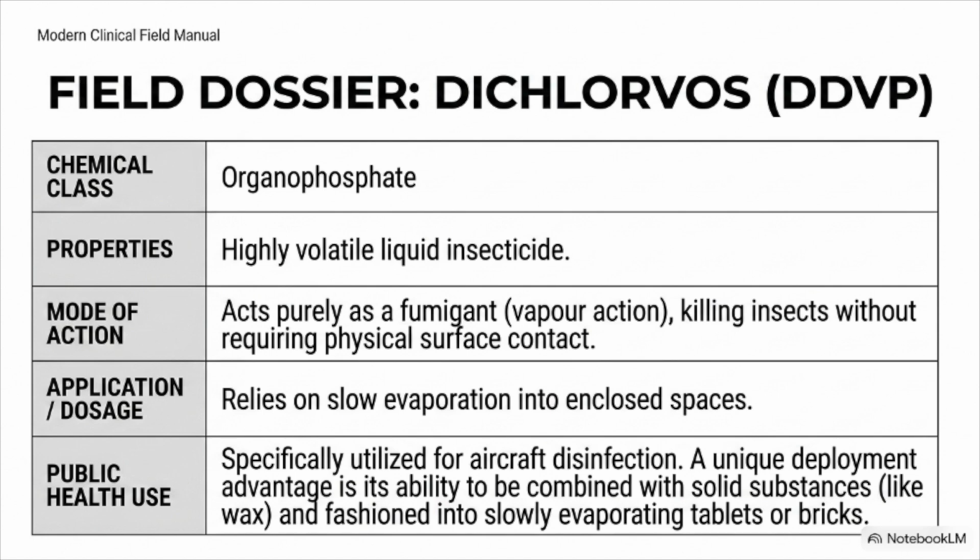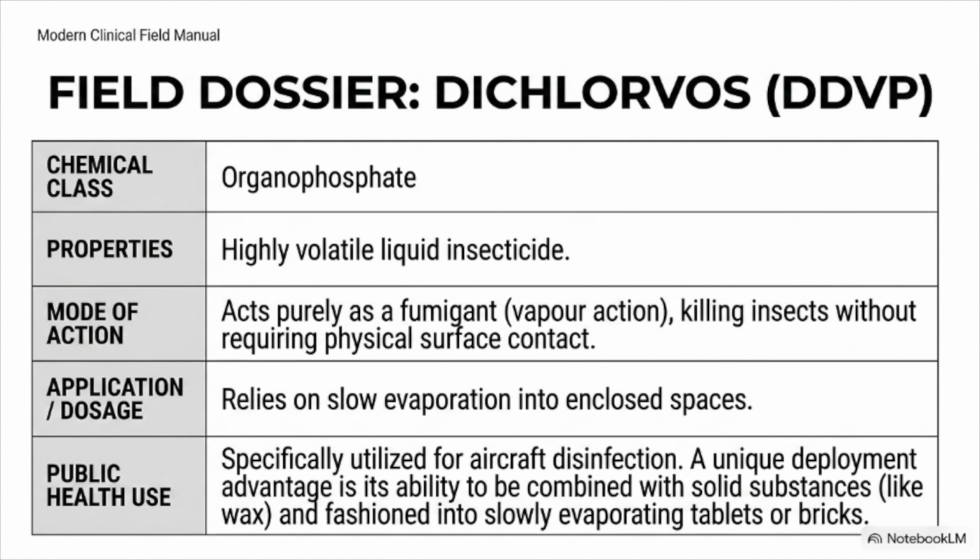Dichlorvos, also known as DDVP, is an organophosphate, a highly volatile liquid insecticide. It acts purely as a fumigant, killing insects through vapor action without requiring physical surface contact, relying on slow evaporation into enclosed spaces. It is specifically utilized for aircraft disinfection, and a unique deployment advantage is its ability to be combined with solid substances like wax and fashioned into slowly evaporating tablets or bricks.